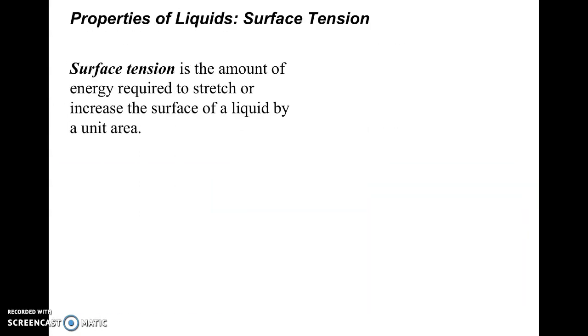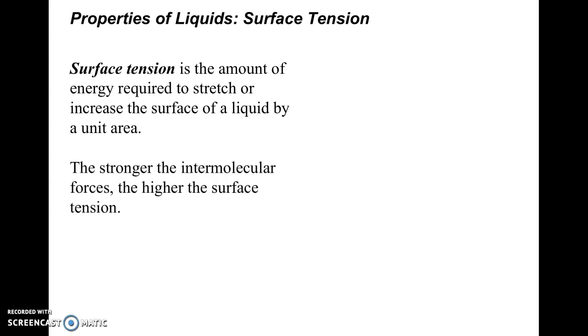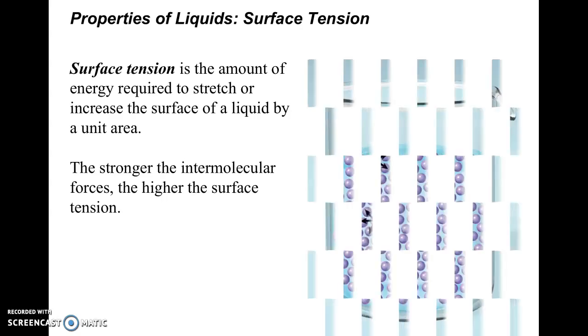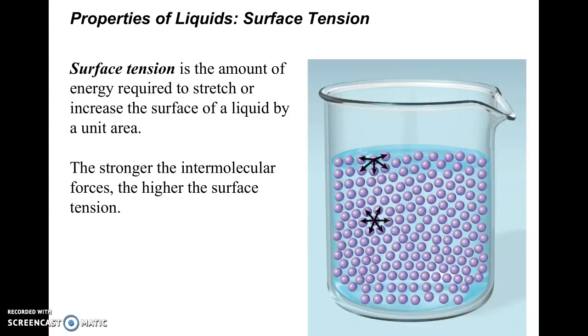One of the properties is surface tension, and this is the amount of energy that's required to stretch or increase the surface area of a liquid. And so this is directly proportional to the intermolecular forces. The stronger they are, the higher the surface tension, the more apt the liquid molecules are to stay next to each other. And here's a little diagram of that in a beaker.